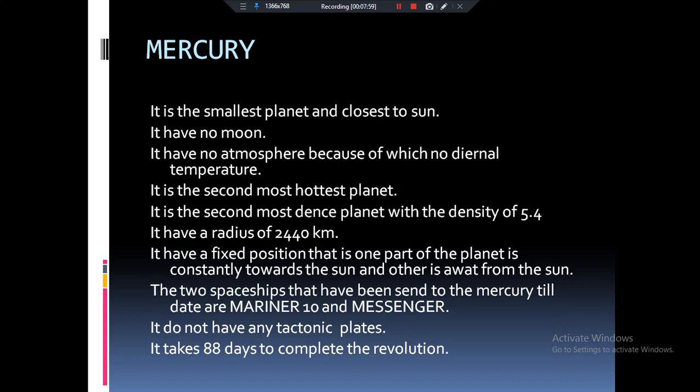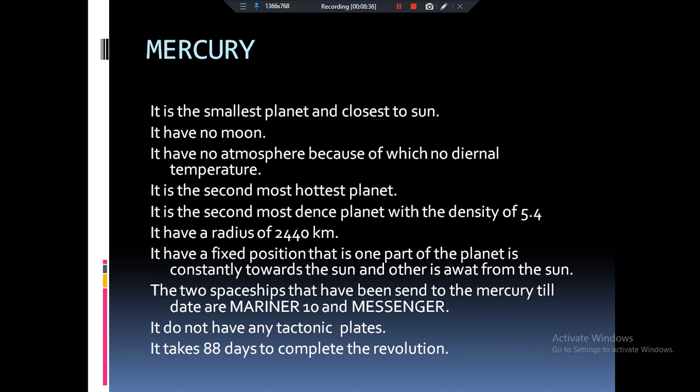Now coming to the first planet of the solar system, that is Mercury. It's the smallest planet of the solar system and is very close to the sun. But still it is not the hottest planet, but the second hottest planet of the solar system. It doesn't have an atmosphere, because it's so close to the sun and the temperature at the surface of Mercury is very high, because of which the gases expand and leave the surface of Mercury, depriving it of an atmosphere.